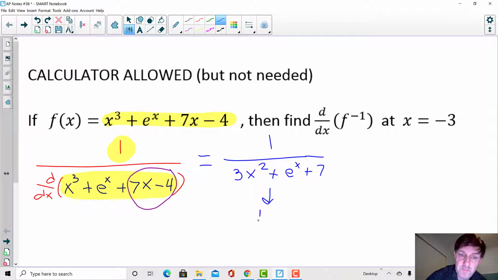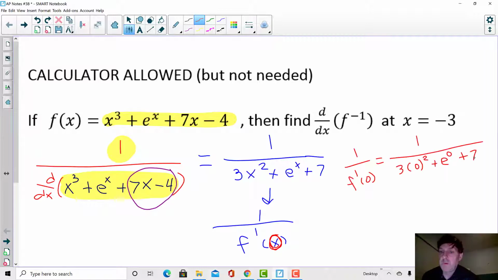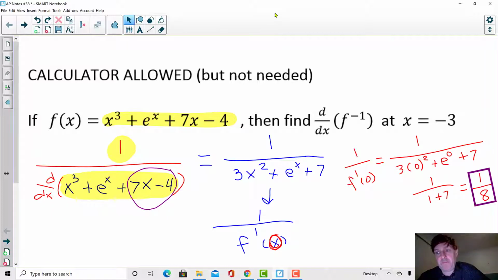Now this is 1 over f prime of x. We just figured out that our special x that we're going to plug in is going to be a 0, so we need 1 over f prime of 0. That will give us 1 over 3 times 0 squared plus e to the 0 plus 7. Of course, e to the 0 is 1, so our final answer is going to be 1 over 8. Again, that's just a review example.